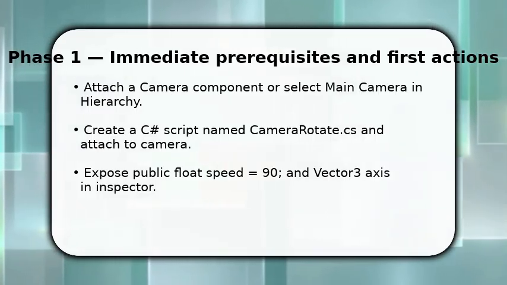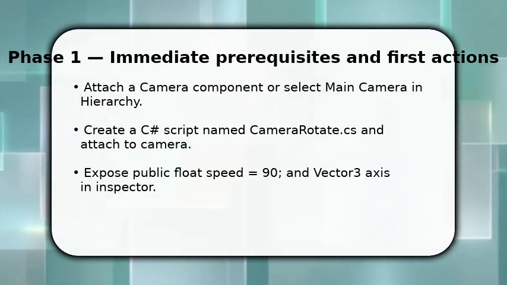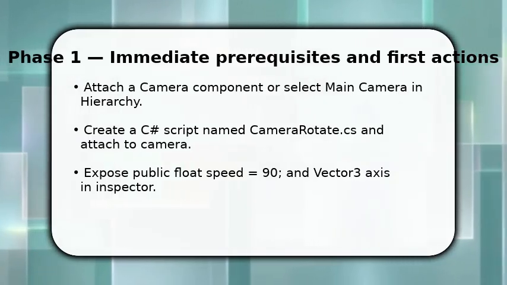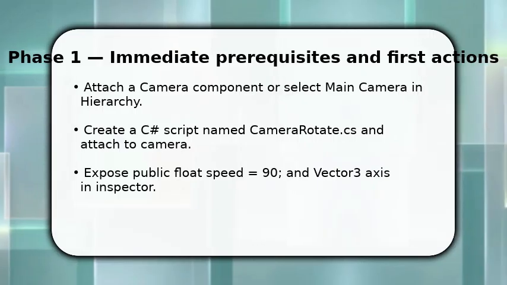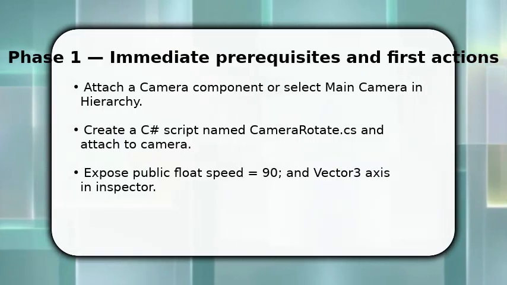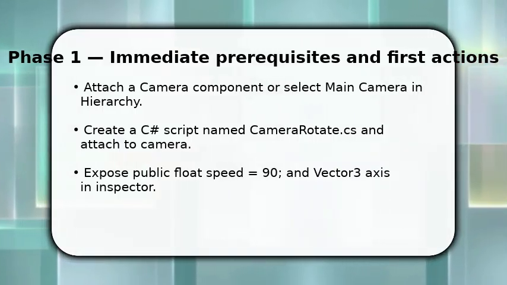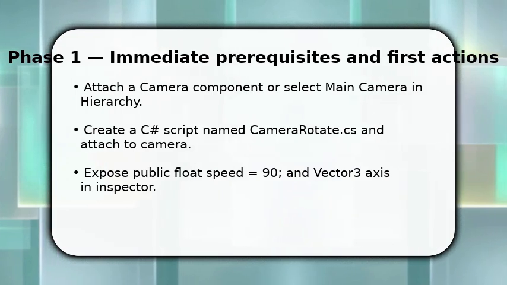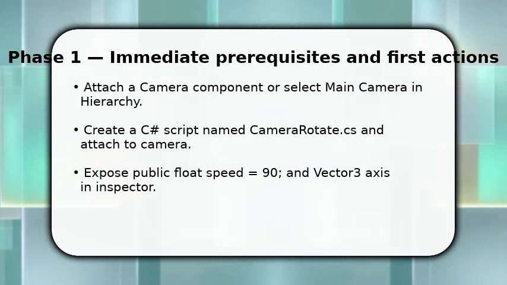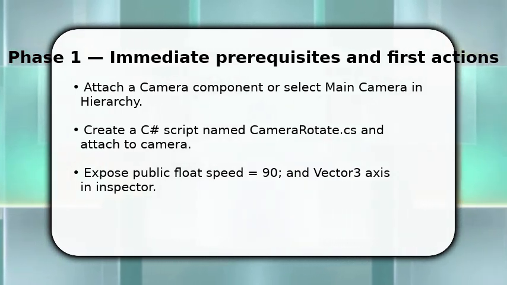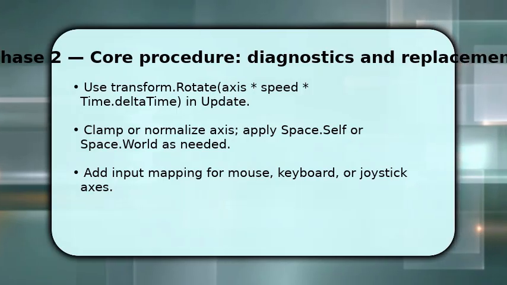Next, implement the Update skeleton so the camera can rotate every frame. Once done, return to Unity and confirm the script appears on the camera game object. Make sure no compile errors block play mode. You implement the core: transform.Rotate with axis times speed times Time.deltaTime for frame rate independent motion.